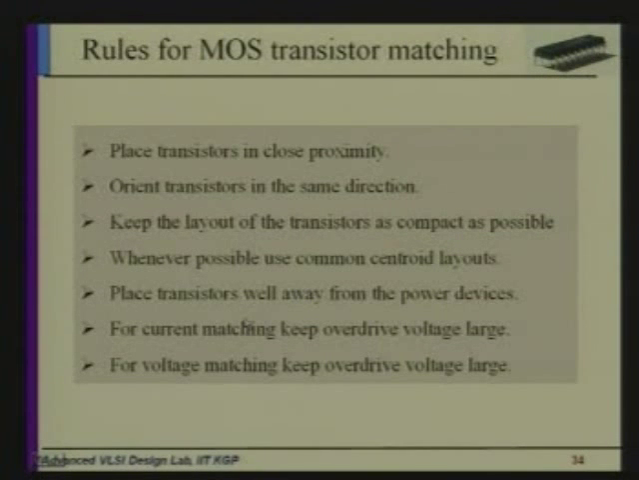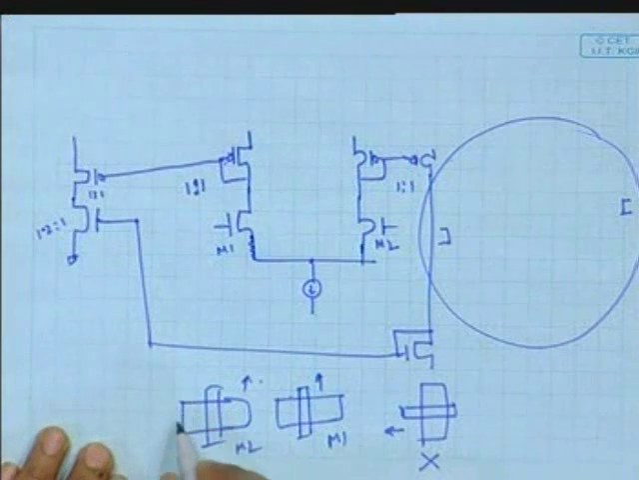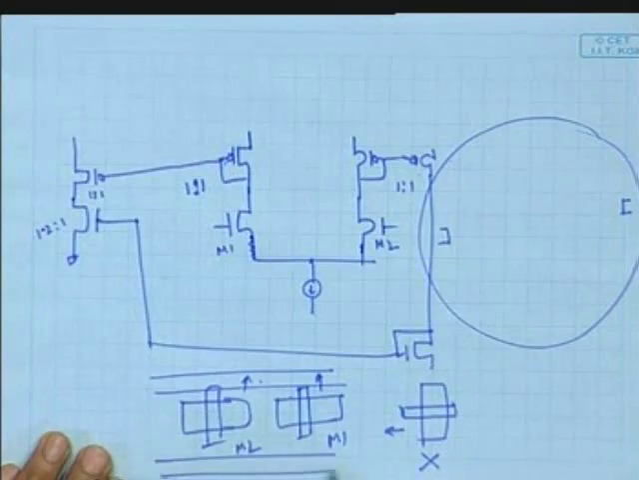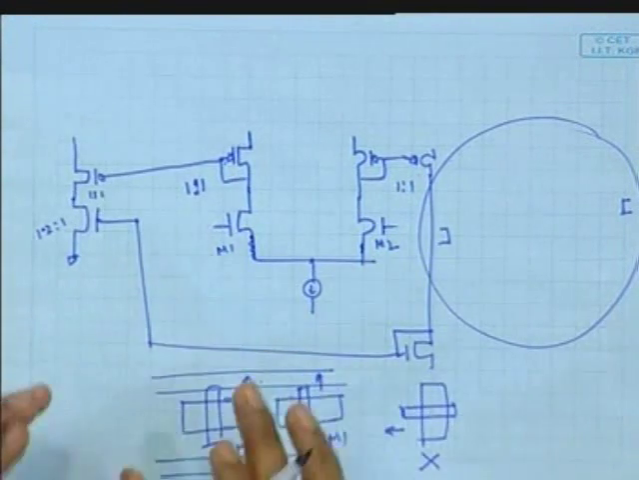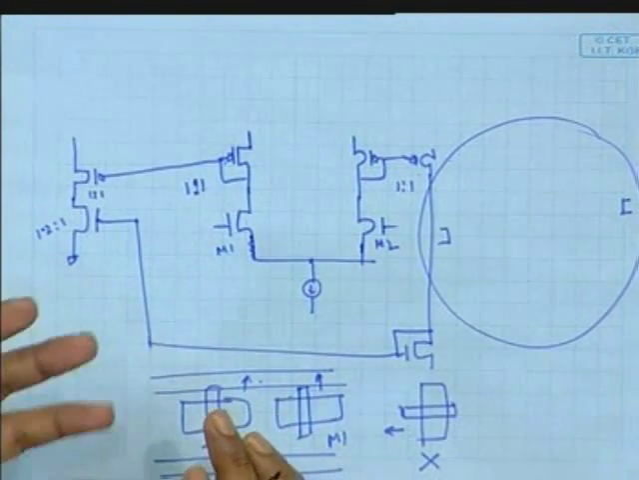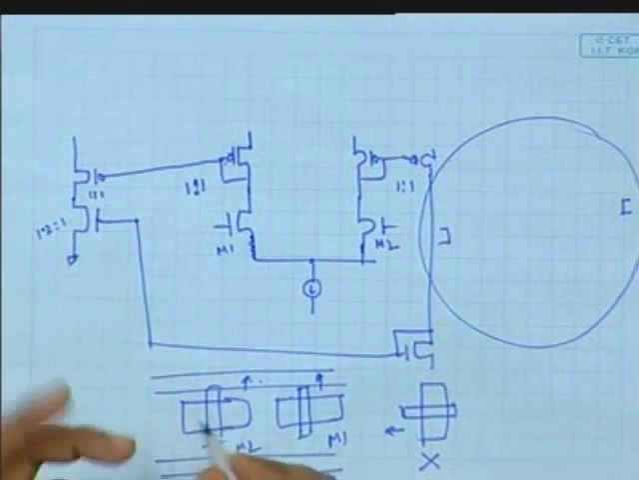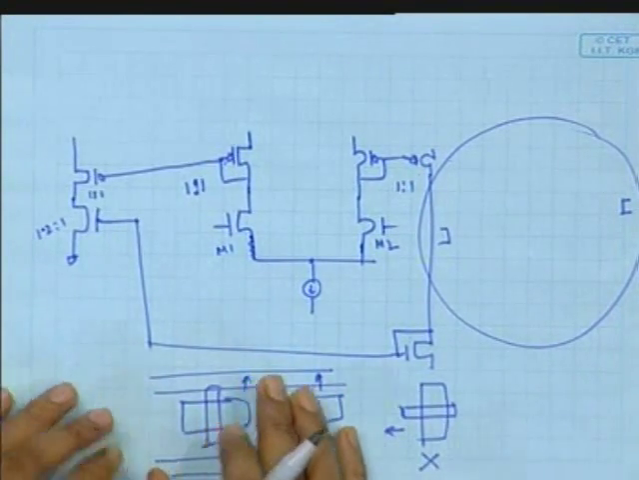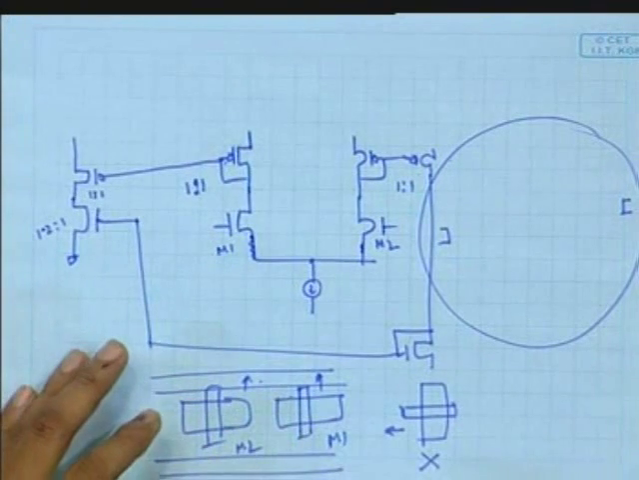And try to place the transistor away from the power supply. Consider this is the MOS, right? If the power supply is running here, here and here, what will happen? It is carrying a huge amount of current, right? That means it is generating heat, and due to that, the performance of the transistor can differ. So try to put the transistor away from the power line.